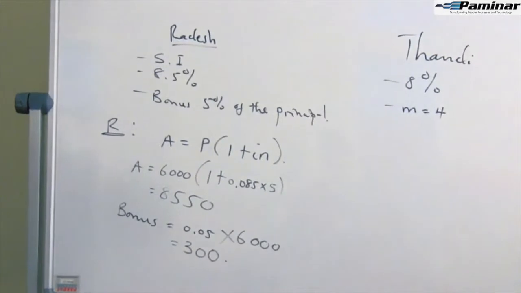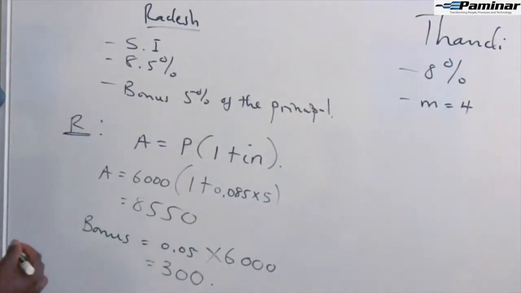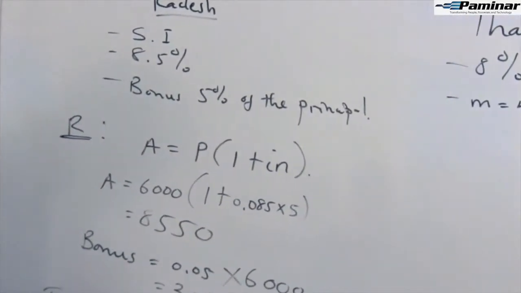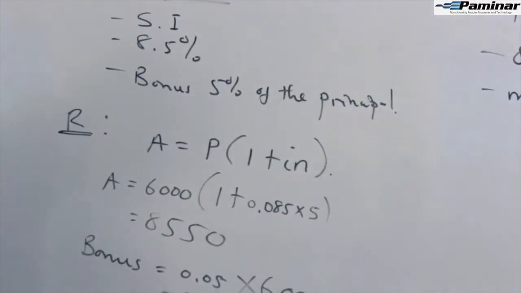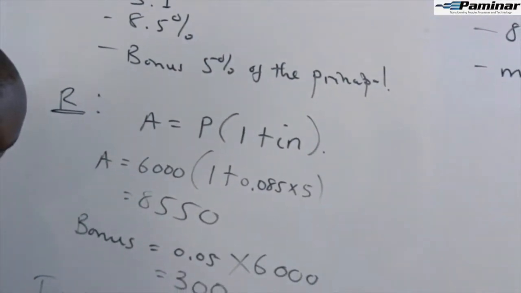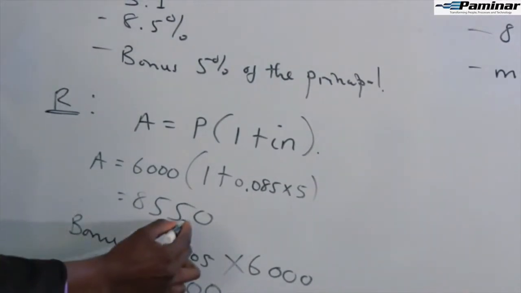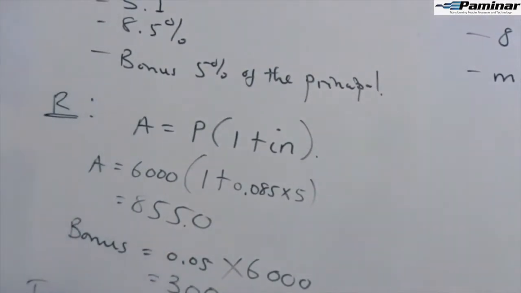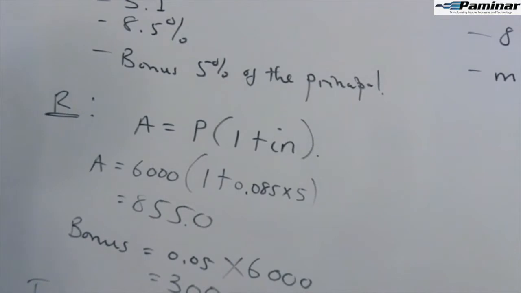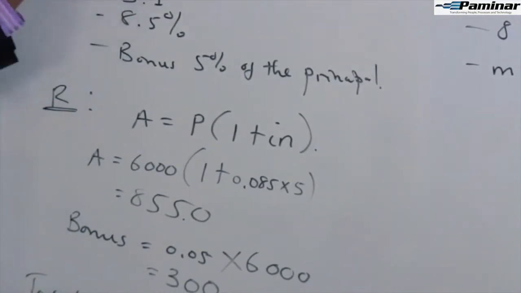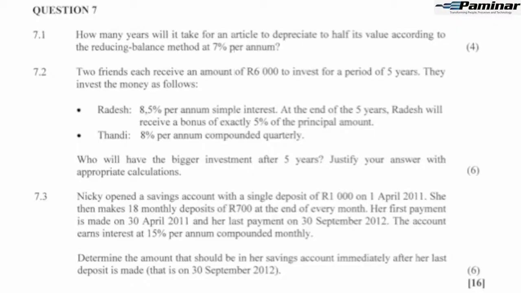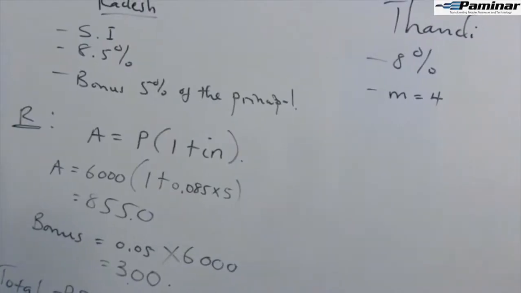Now, by the end of the period, he's going to get how much total? 8,850. That's it. So this plus this, giving you that. That is what he's going to get by the end of the 5 years. Remember, the question is saying, who will have a bigger investment? So now let's go to Tandy.